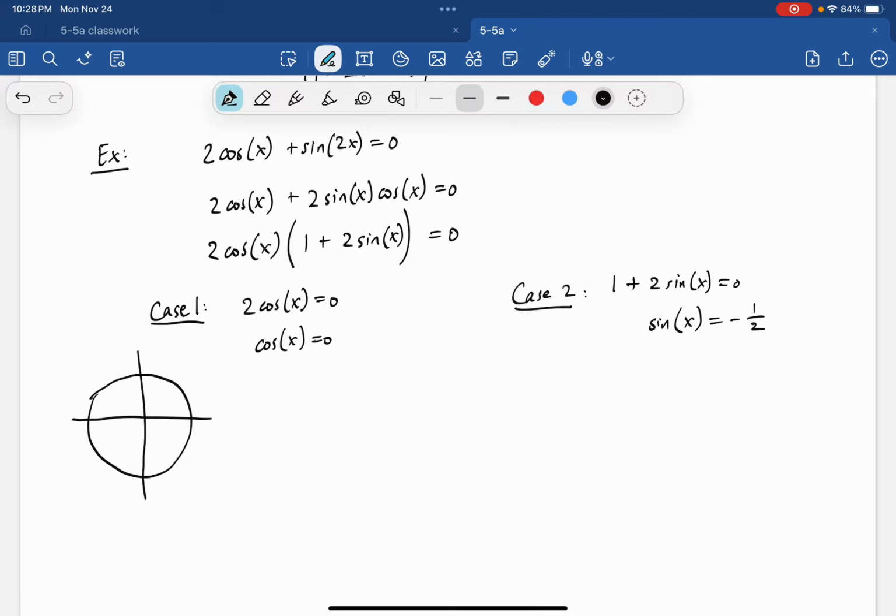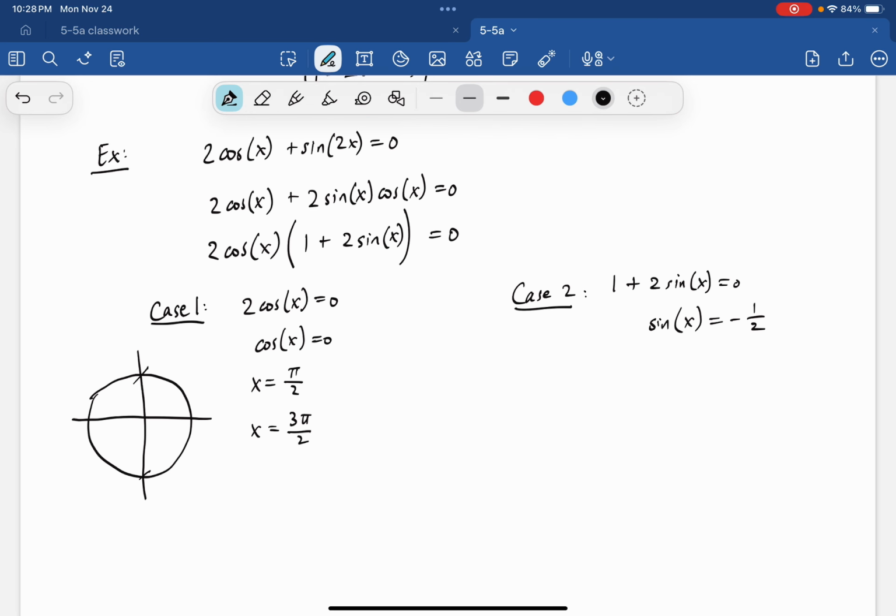That means that we're looking for points on the unit circle with x coordinate 0, right? Because cosine is the x coordinate. And so that's going to be this point and also that point. So that corresponds to x equals pi over 2 and x equals 3 pi over 2.